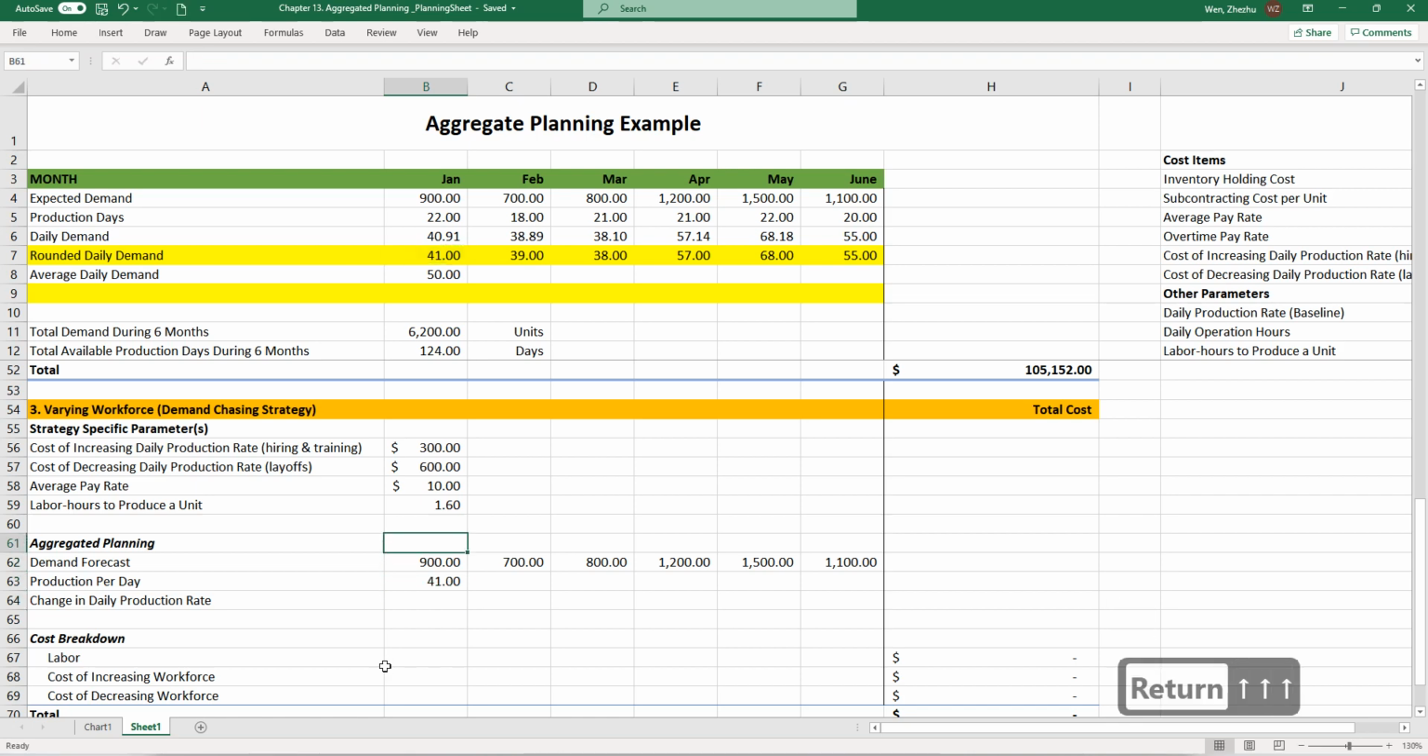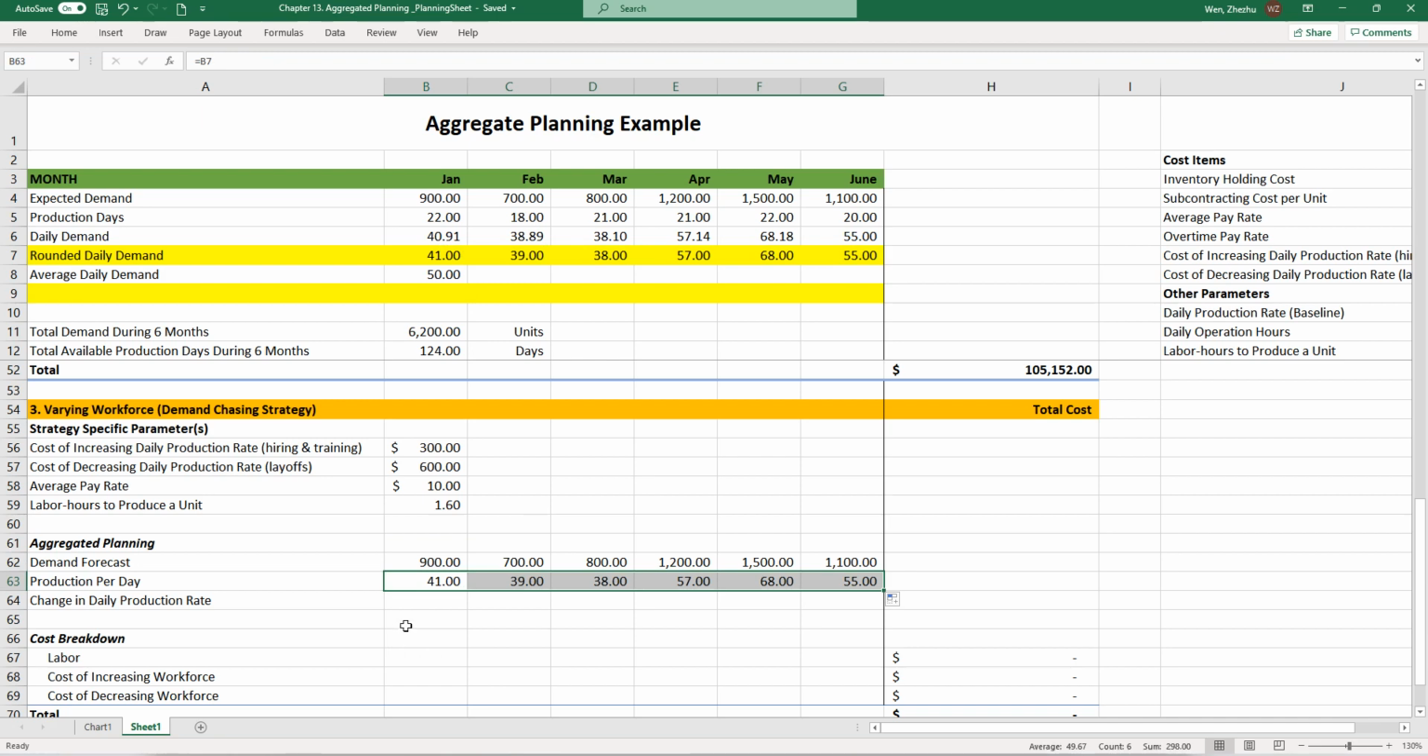So if you think about how I obtained all these, it was 900 divided by 22. That's basically the daily demand we need to fulfill in order to fulfill 900 demand over the duration of 22 days. Okay, so for that reason, the production per day should be the same as these highlighted numbers. So let's go.